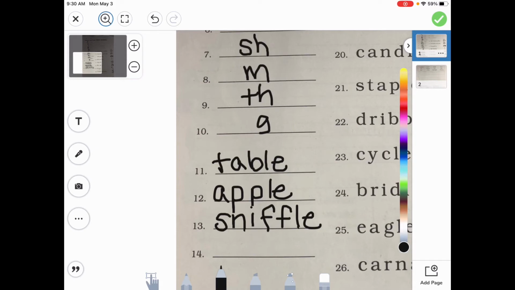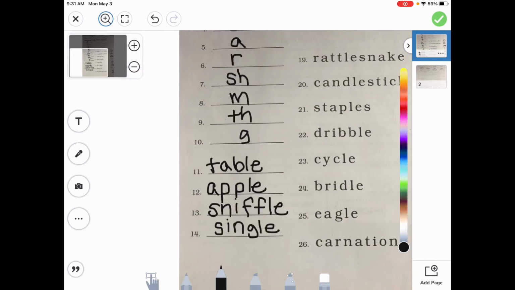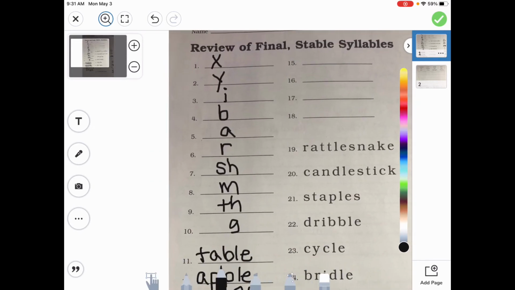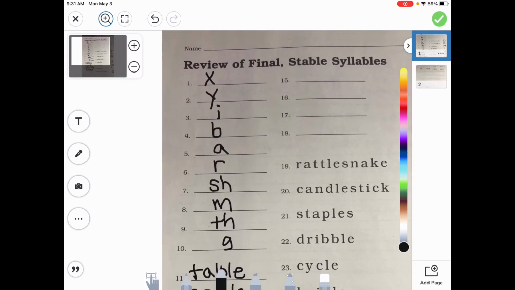Single, so I. So sing, then goal. Final syllable, G-L-E, very good. All right, so single, then we're going to try to spell the word cradle. So I have cur, C-R, very good, cur, A, and then dole. Final syllable, D-L-E, very good.